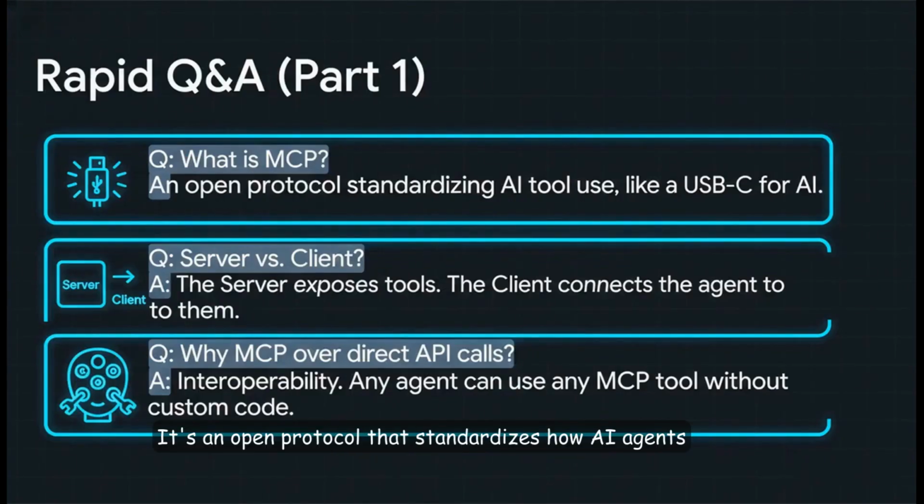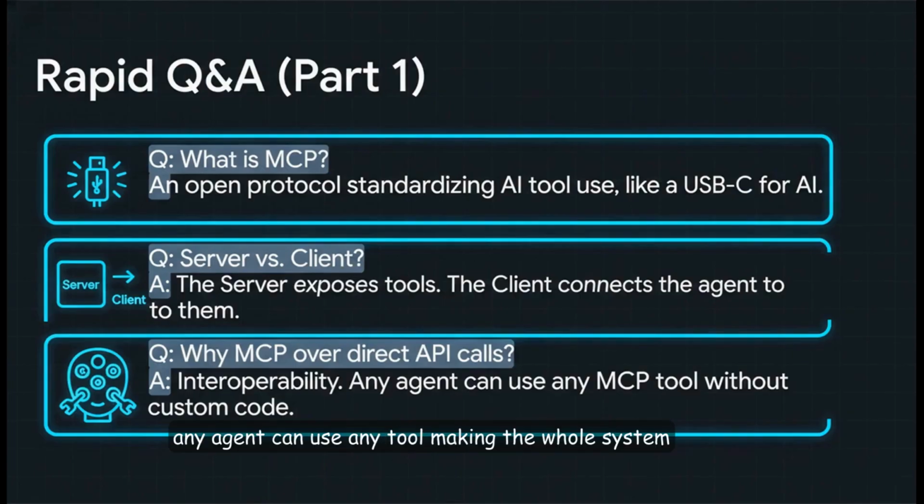It's an open protocol that standardizes how AI agents use tools. Basically, it's like a USB-C for AI. Boom. Next, what's the difference between a server and a client? Easy. The server exposes the tools and the client connects the agent to those tools. And the big one, why use it over a direct API call? Your keyword here is interoperability.